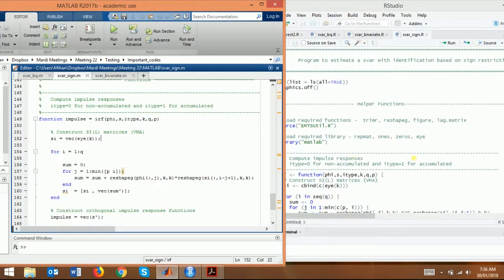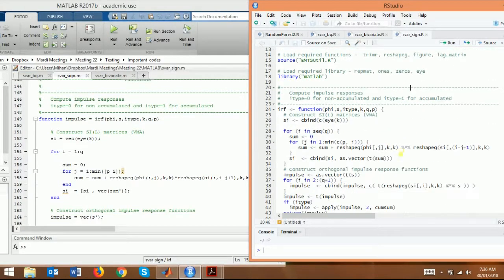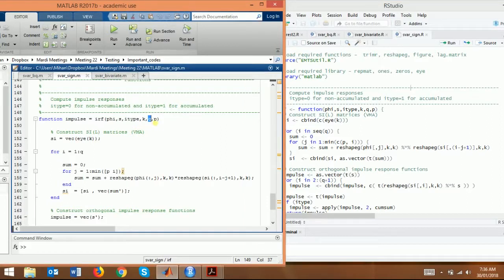Function. Indeed, compute impulse response. Beautiful. This time we will create an impulse response function. What do you need in an impulse response? Phi, s, I type, k columns, q. I type is situations, events, k is columns, q is moving average, p is autoregression, p lags, p equals 2 or whatever. Phi is what we're going to estimate.